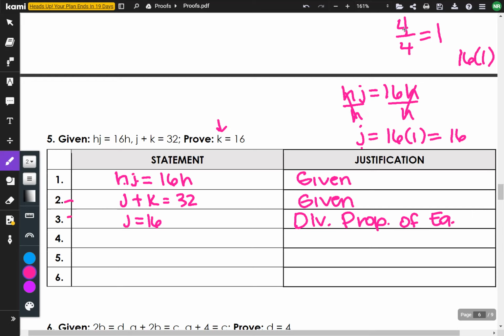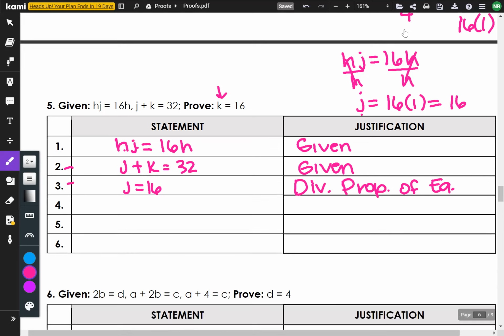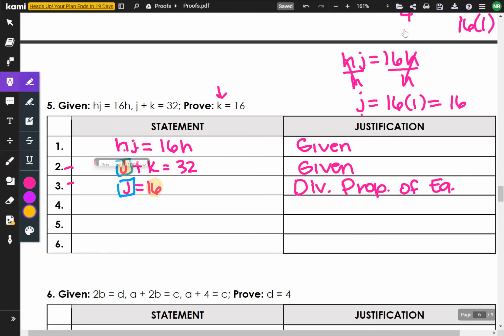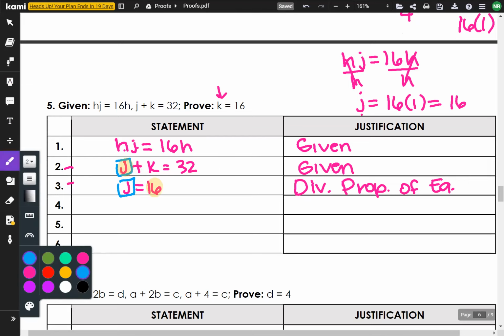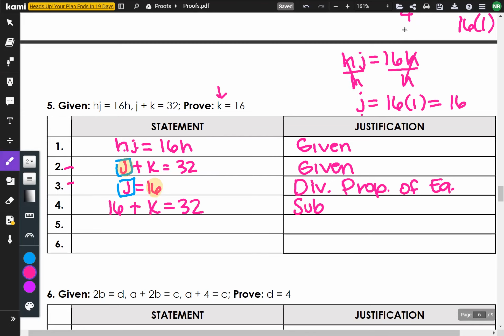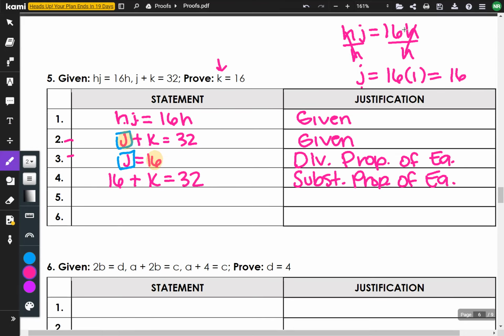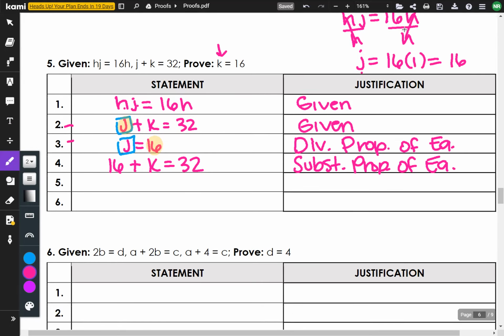Now, is there a way to combine 2 and 3? Yes, because they both have what? j. So if they have j in common, I can switch out the j with a 16. Now, if I'm switching out just the 16, would that be switching out part of it or the whole thing? Just part of it, meaning this is which one? Substitution.